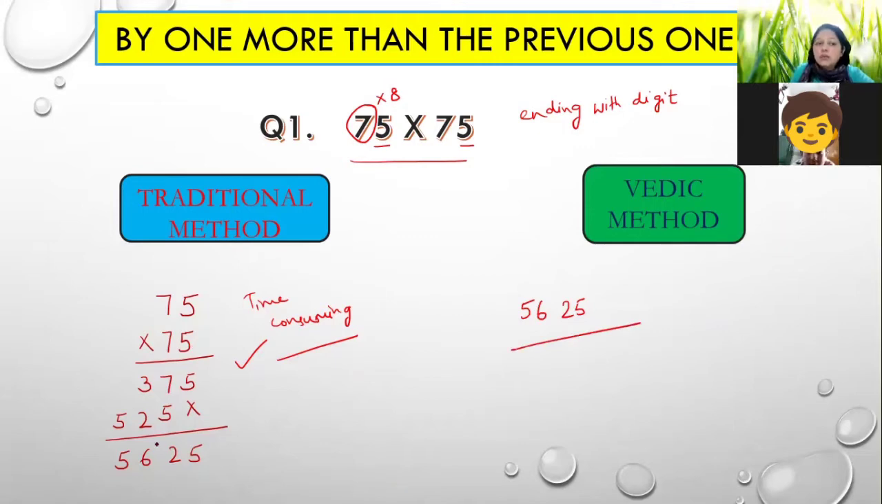And this was the traditional method which we apply in our school, in our exams. And see this one, we have got the answer in, I think, less than 10 seconds. Isn't it? See 75 into 75. So the trick says whenever we have any number ending with digit 5, first the last two digits will be 5 times 5, 25. And the tens digit will get multiplied with the next number and it will give you 56. So it is 5625.